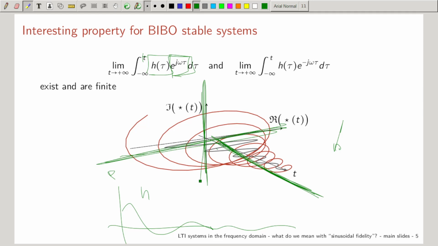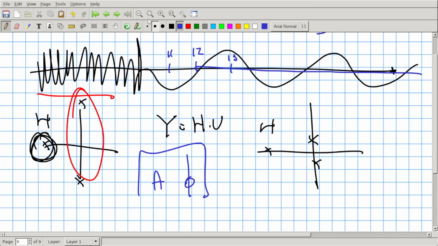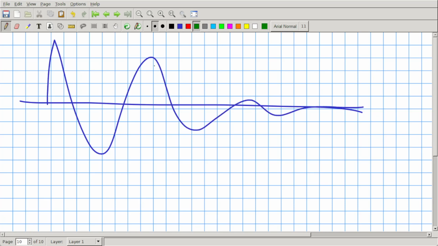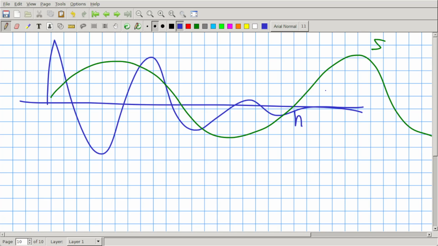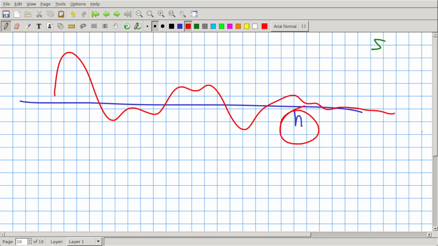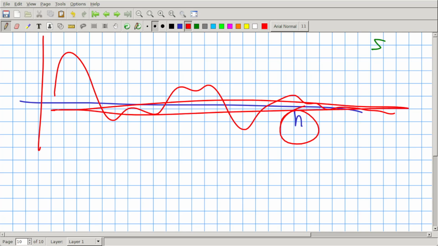I see puzzled faces. Let's make it real. If I have h, and this is my sine and this is my h, if I multiply them, do I get something that goes to 0? Of course, we will get something strange that will go to 0 because this one goes to 0. True? And then if I take the integral over infinity of this stuff here, can it explode? No, because it goes down exponentially. True? Because we started with a BIBO stable system. True?